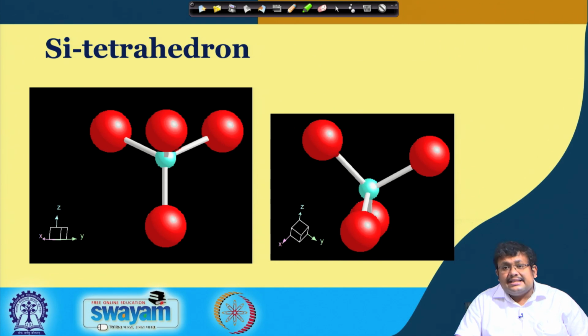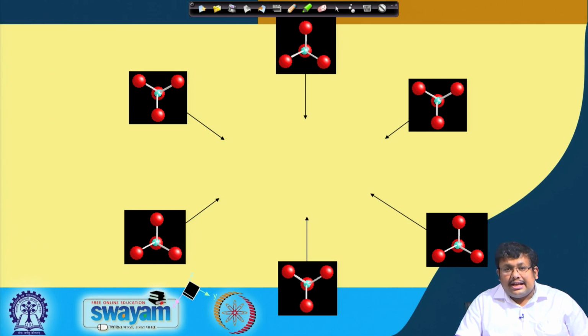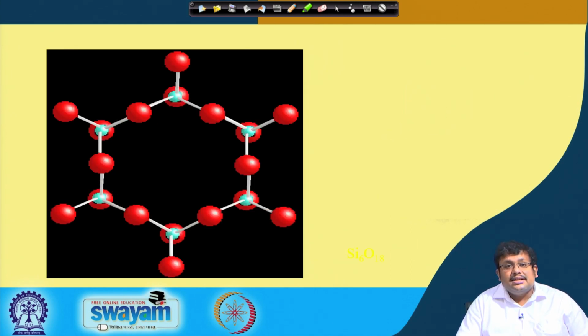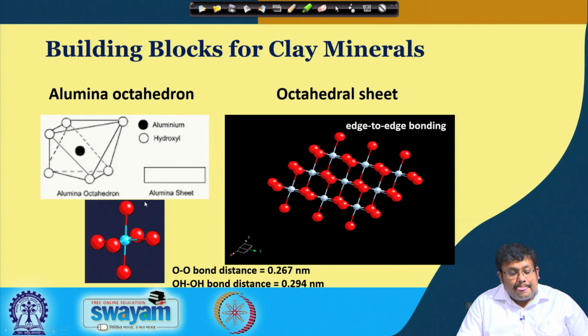So, let us see how they join together. These are the individual silica tetrahedra. When these individual silica tetrahedra come together and share their corner oxygen, they form this sheet-like structure, and it is known as the tetrahedral sheet.